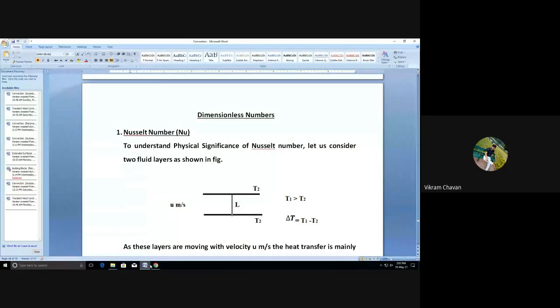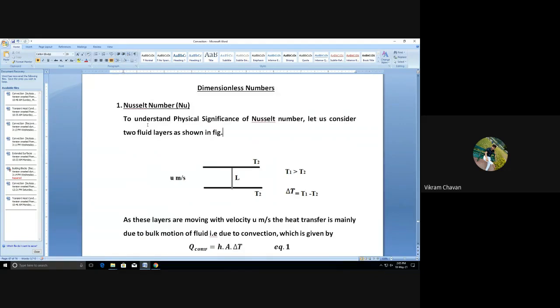Now, the first dimensionless number we are going to discuss is the Nusselt number. In both forced convection and free convection, we get this Nusselt number. For that reason, we are going to discuss the significance of the Nusselt number and what the values of a Nusselt number actually represent, what we can signify from that particular Nusselt number value. That we are going to understand in this point.